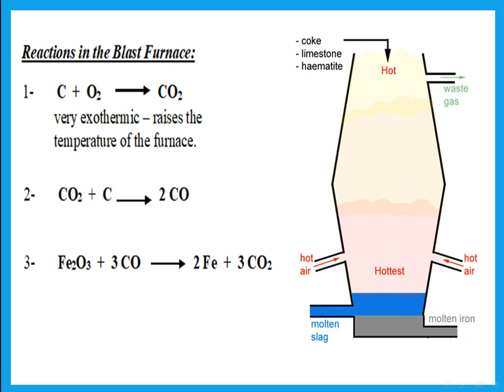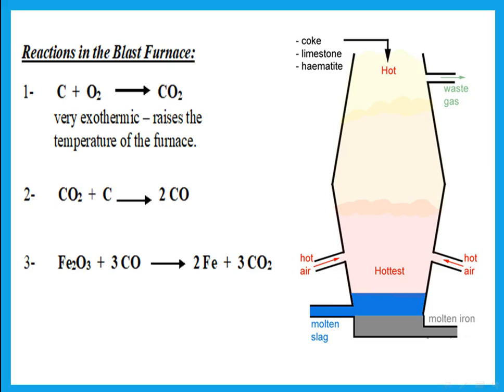But notice that we have added three things at the top of the blast furnace. We added the coke, which was burned in oxygen to give carbon dioxide, and then the carbon dioxide reacted again with coke to give carbon monoxide. We also added hematite, and hematite is the ore of iron. So remember that the ore of iron is hematite, and hematite is the Fe2O3 that was reduced by carbon monoxide to give iron and carbon dioxide.